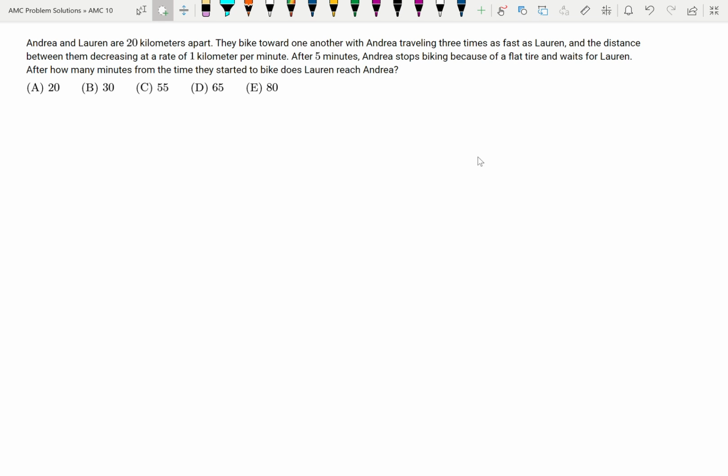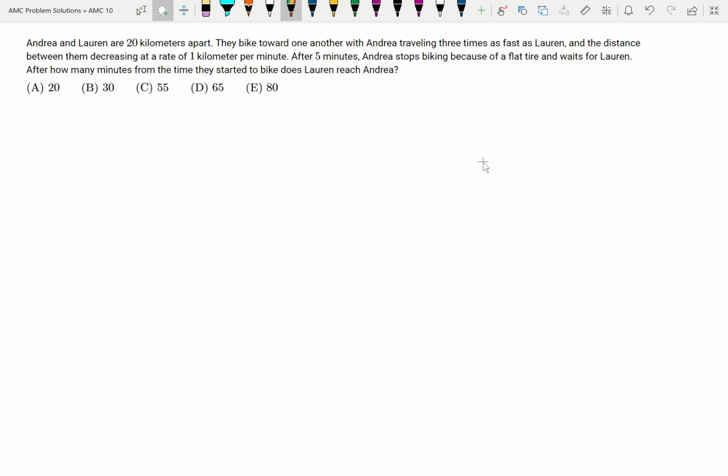Andrea and Lauren are 20 kilometers apart. They bike toward one another with Andrea traveling 3 times as fast as Lauren and the distance between them decreasing at a rate of 1 kilometer per minute. After 5 minutes, Andrea stops biking because of a flat tire and waits for Lauren. After how many minutes from the time they started to bike does Lauren reach Andrea?